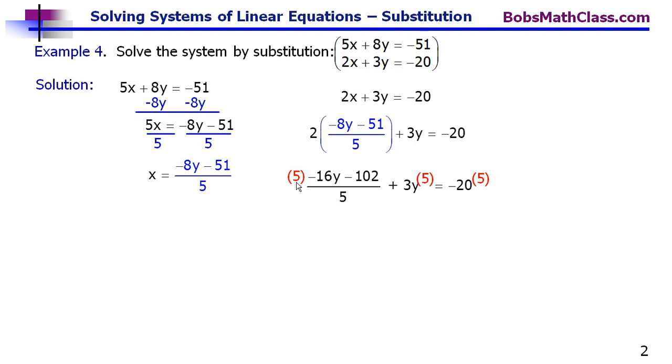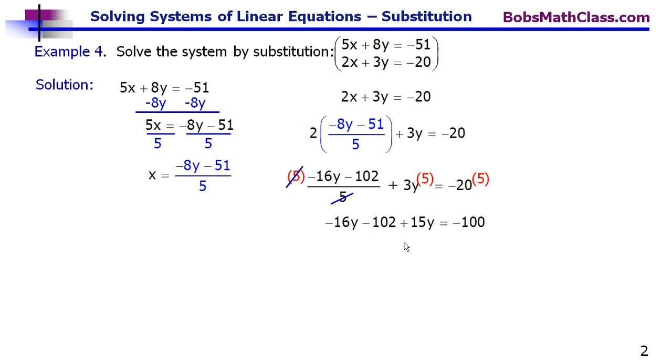Now what happens with these two 5s? Sometimes people try to distribute this 5 all the way through, but there's no reason to, because they line out. Bring down the numerator, multiply the remaining terms here. So 3y times 5 was 15y, and negative 20 times 5 is negative 100.